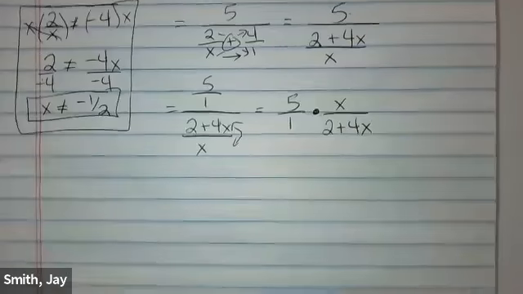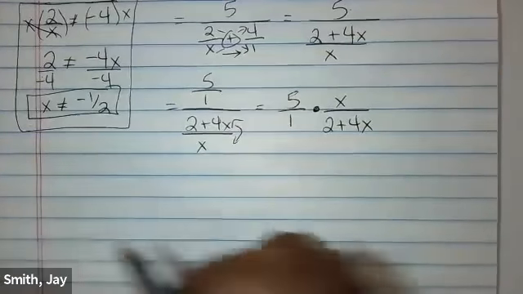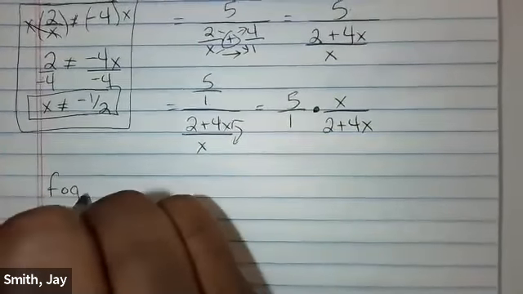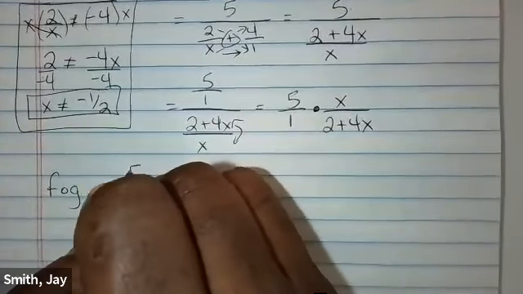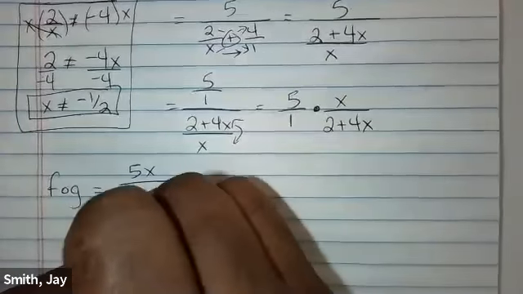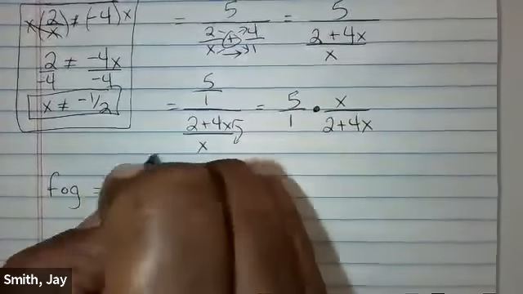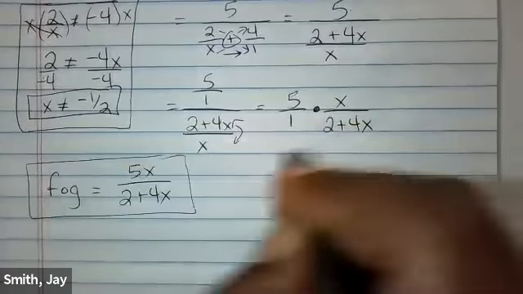And now we can just multiply the top and the bottom. So f composed with g will be equal to 5x over 2 plus 4x.